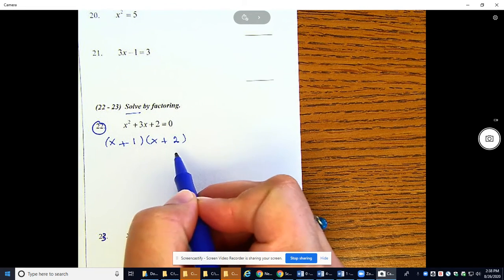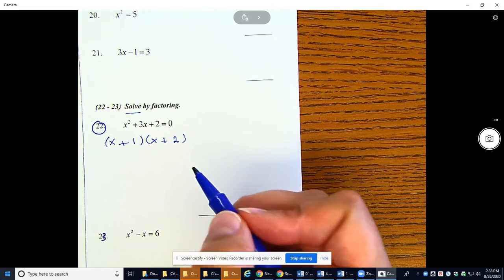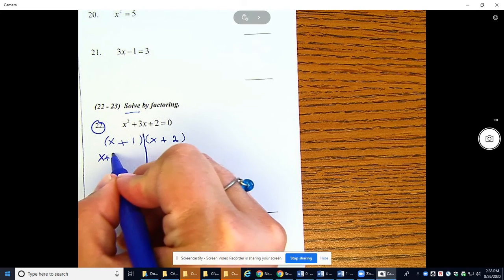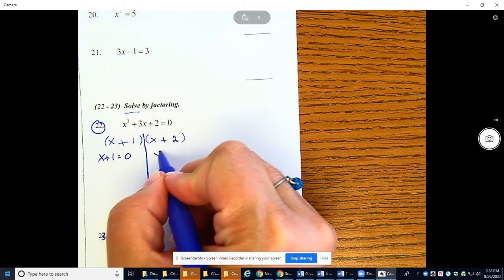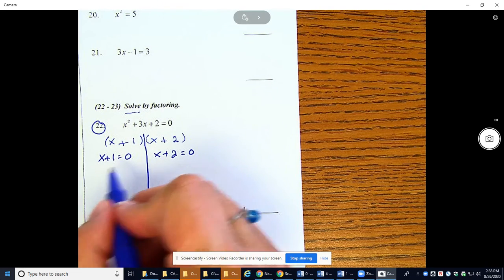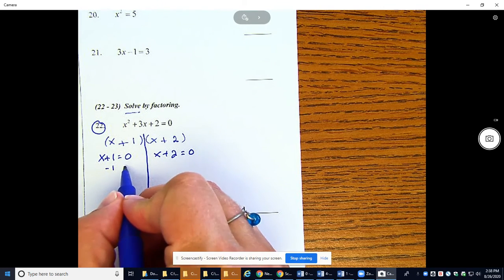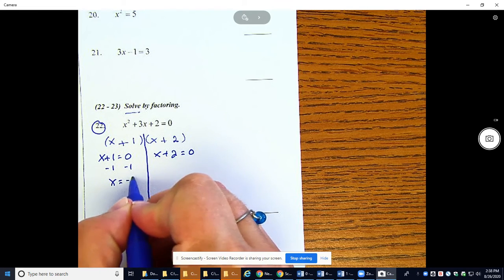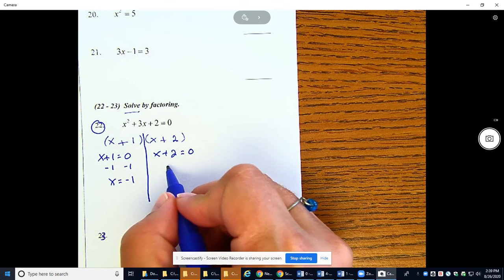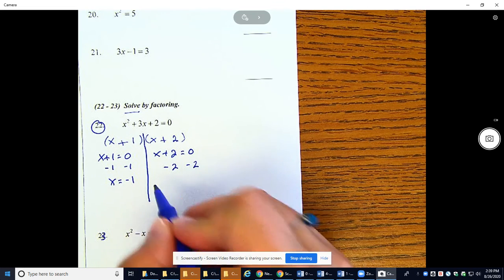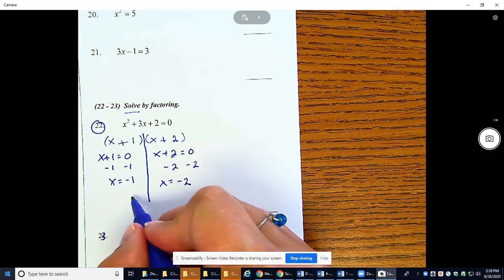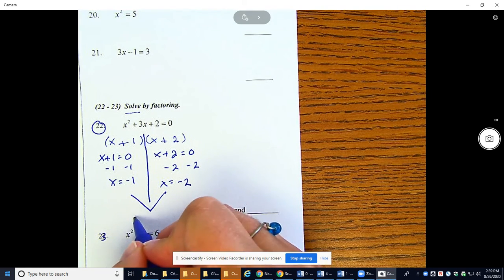That means that each of the factors can also be equal to 0. So I'm going to split this down the middle, and I'm going to say x plus 1 equals 0, and then I'm going to say x plus 2 equals 0. And then I'm going to solve for x. So to get x alone here, I subtract 1. x equals -1. And then to get the solution over here, I'm going to subtract 2 on both sides. So x equals -2. And these are what are known as your solutions.